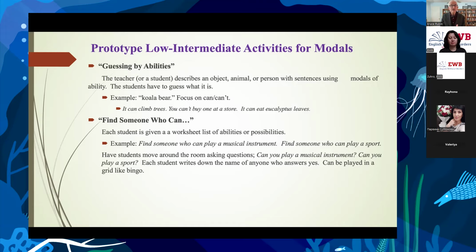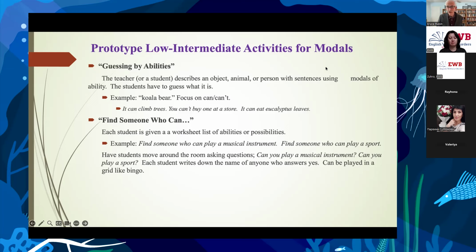And here you have to teach them the question form. Can you play a musical instrument? Can you play a sport? And then they write down the name of anyone who answers yes. And you can play it in a grid, just like bingo. So you could have them fill in the squares until they get a straight line, vertical or horizontal.